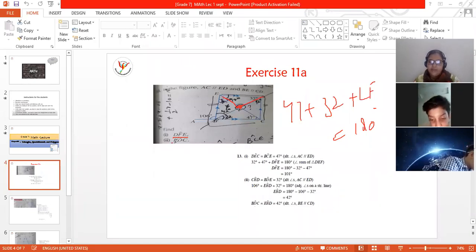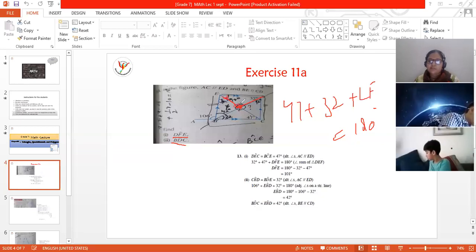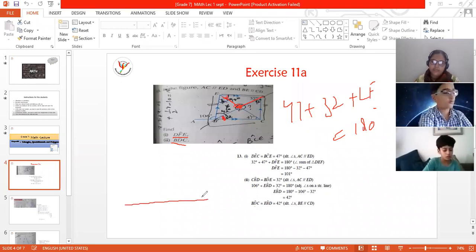Now you have to find BDC. Now, if this is 47, this is also known and this is also known. Now, if this part, this D is 32, this will also be 32. And if this is 32, we have a concept of straight line.